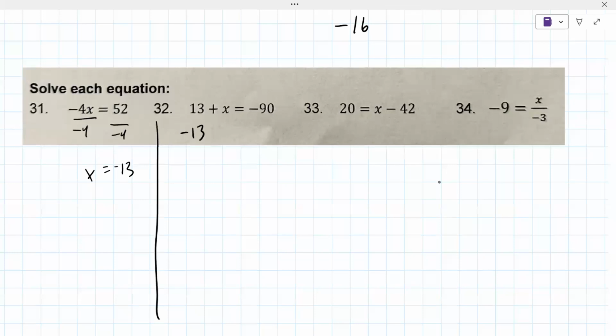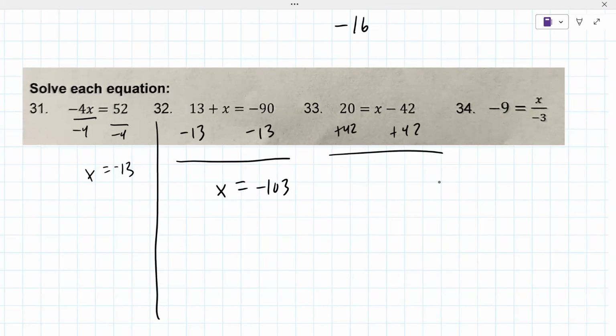And the next one is going to be, wait a second here. I'm sorry, did you tell me the answer to 32? I'm sorry, I missed that. x equals negative 103, yeah. And then the one after that is x equals 62. And this one I'm about to figure out. So it's times -3. Negative 3 times is 27, so it's just 27, yeah. So x equals 27.